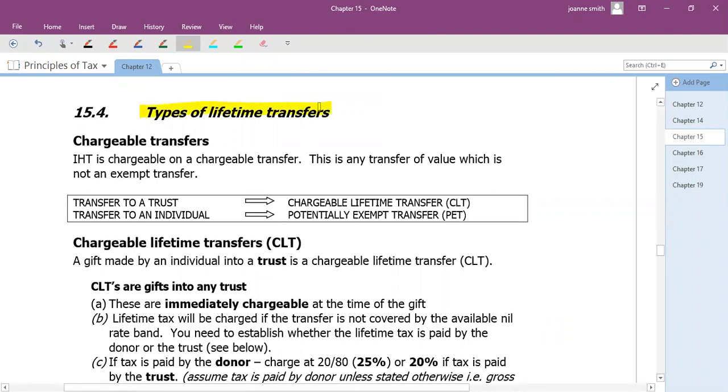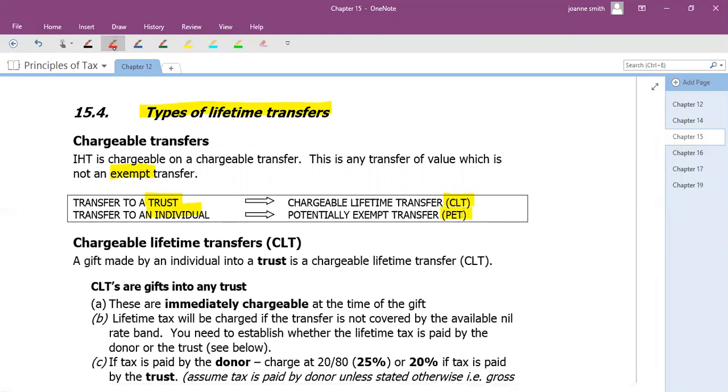So during your lifetime, you've got two types of transfer. Any transfer is something that's not exempt, i.e. you're not giving it to a charity, you're not transferring something between husband and wife. Now, there are two types of transfers you can make. You can either transfer something to a trust, which is a chargeable lifetime transfer, often referred to as a CLT, or transfer to an individual, which is referred to as a PET, potentially exempt transfer.